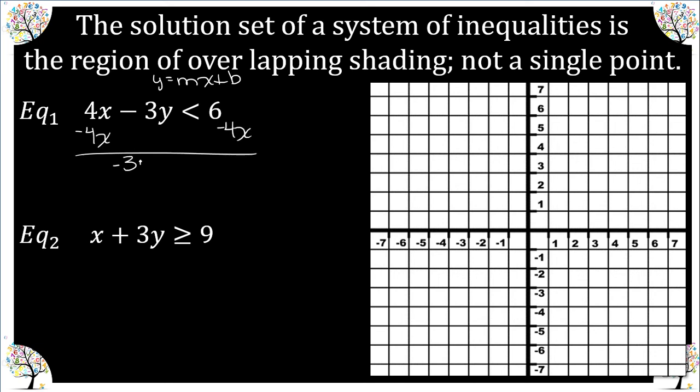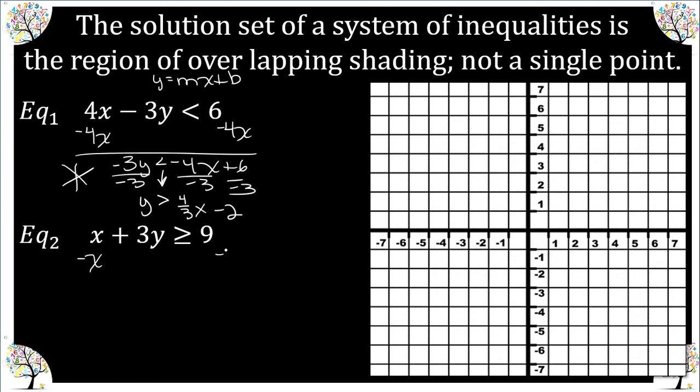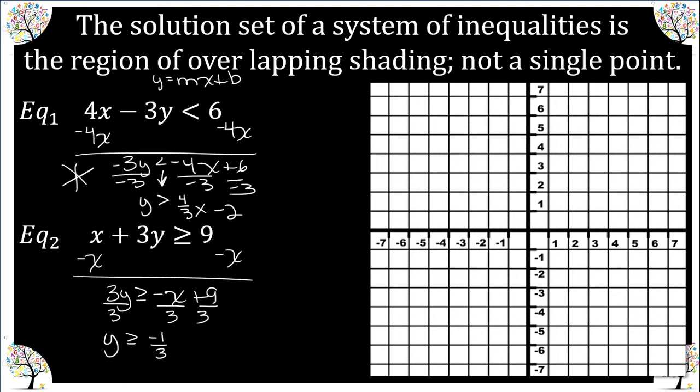We're going to bring down negative 3y is less than negative 4x plus 6. We are dividing by a negative 3. So I'm going to remember that we have to reverse the inequality because we divided by a negative. Negative divided by negative is positive. And let's go ahead and solve equation 2. Divide by a positive 3, so I do not need to flip around the inequality. There's really a negative 1 in front of this x, so it's negative 1/3 x.